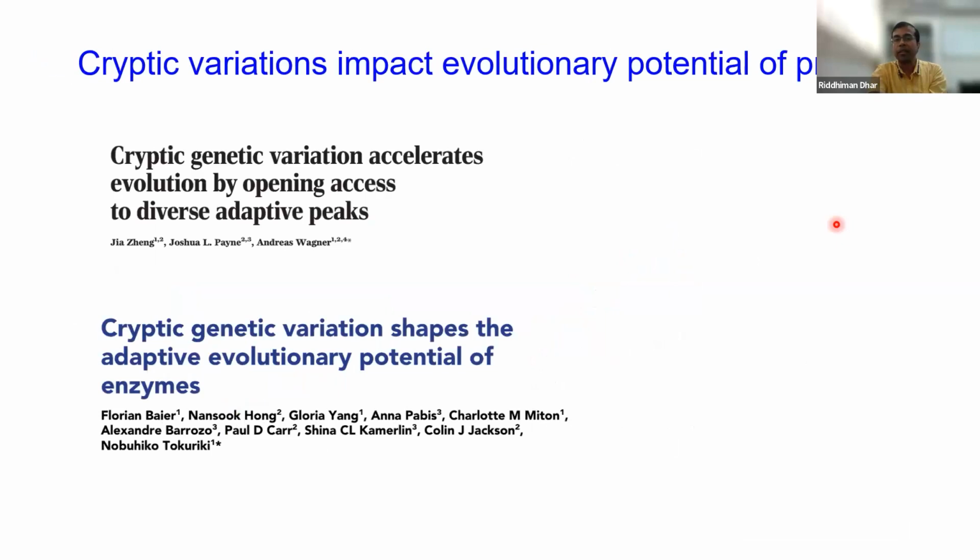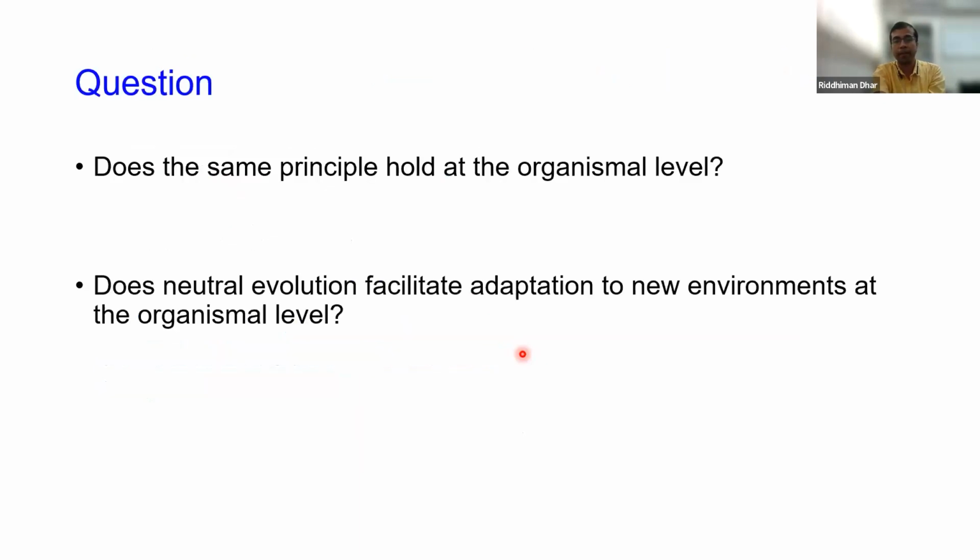A similar idea has been tested in proteins also. There are examples of two proteins where this has been seen. The first work was done on YFP, and the second work, cryptic generation in enzymes, was done on metallo-beta-lactamases. What the authors showed is that different classes of metallo-beta-lactamases, which are orthologous proteins, showed different evolutionary potential because of the genetic variants that they harbored.